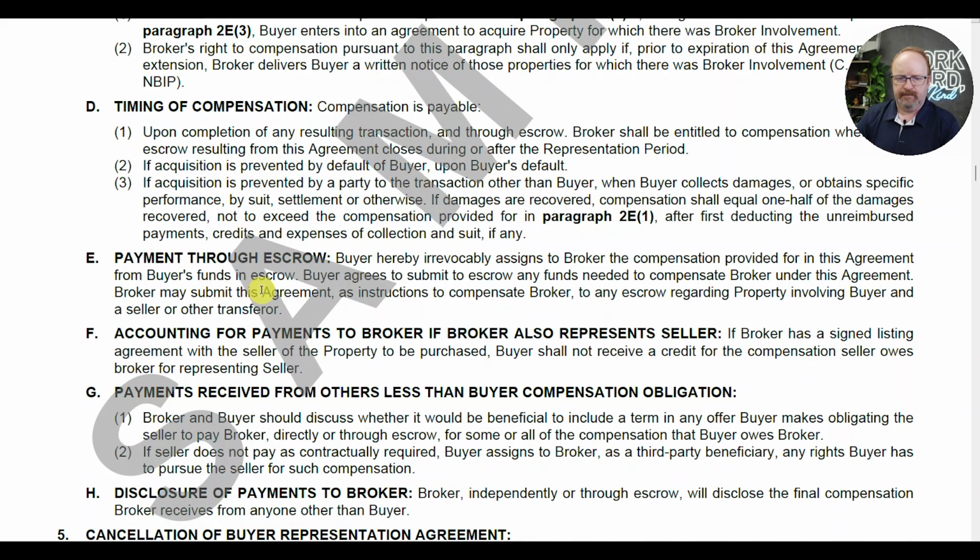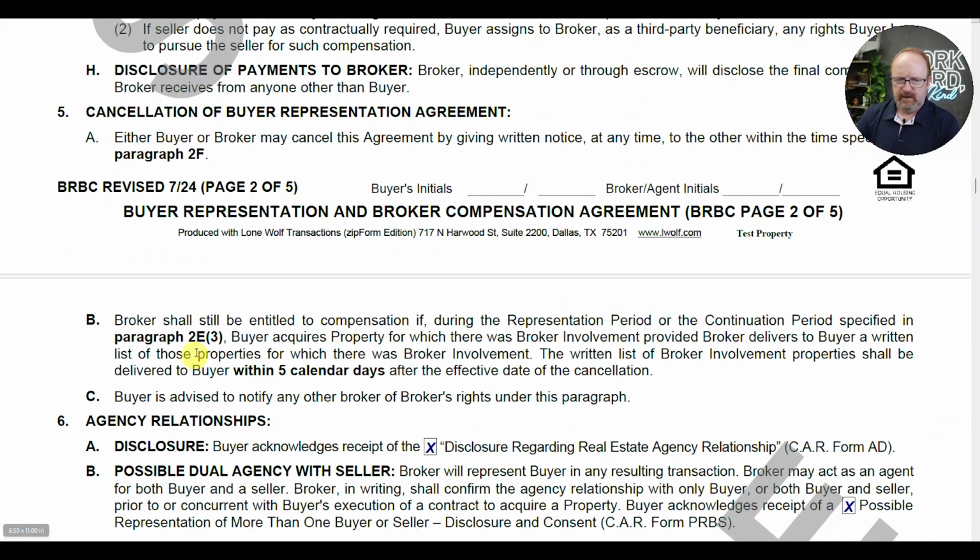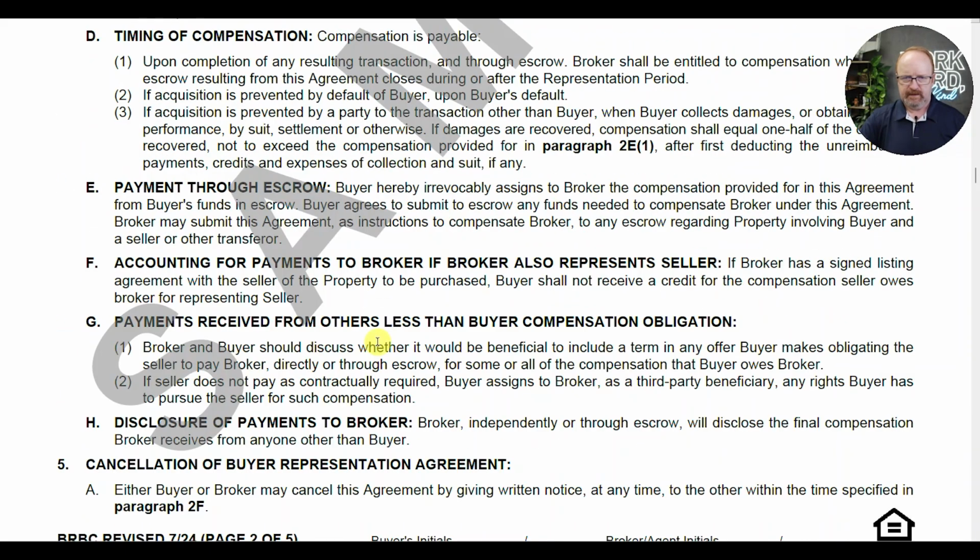Cancellation. Okay. Either buyer or broker may cancel the agreement by giving written notice at any time to the other within the time specified in paragraph 2F. Broker will be entitled to the compensation if during the representation period or the continuation, buyer acquires the property for which there was broker involvement. Okay, so keep that in mind.